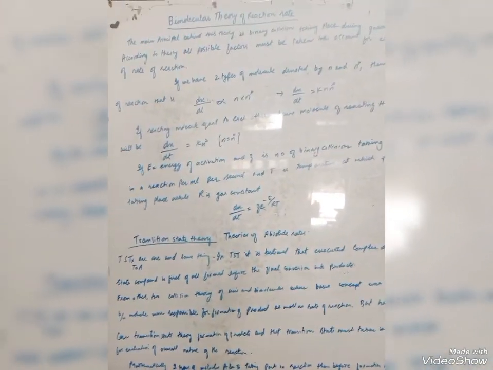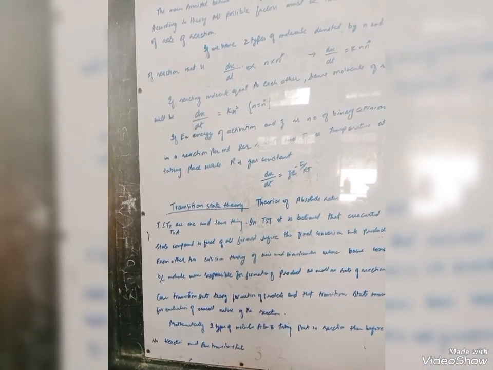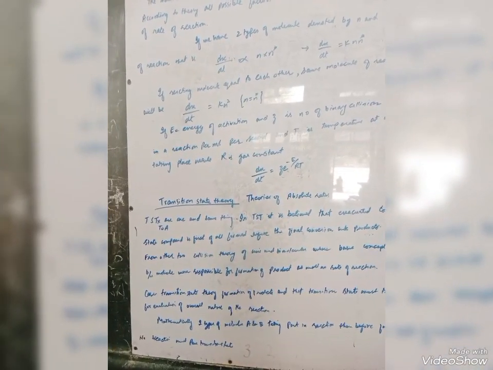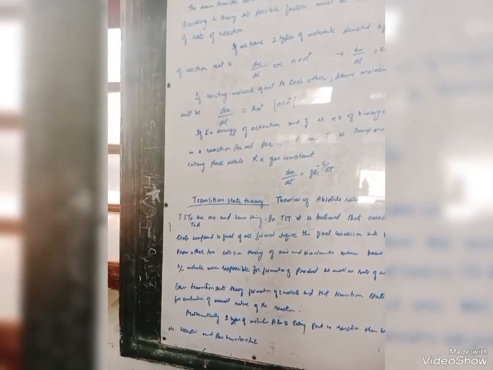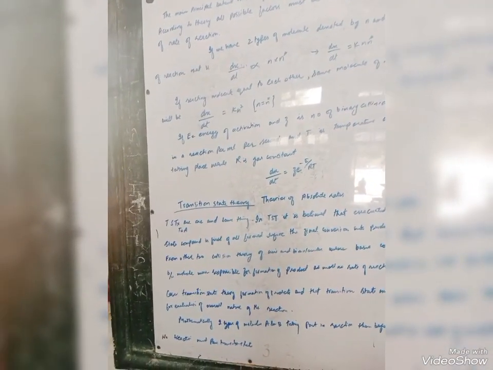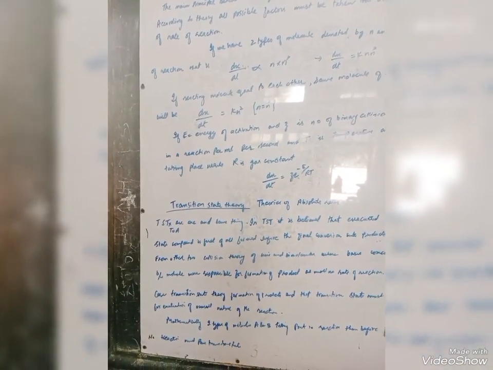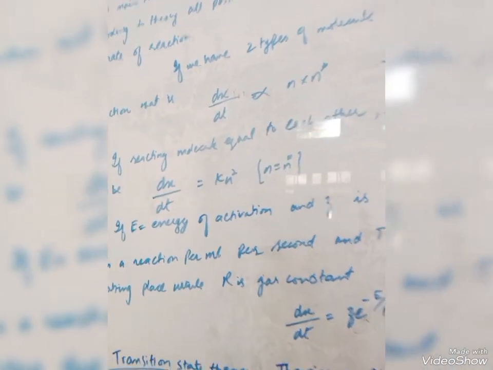As you can see here, the number of collisions taking place as well as the nature of the collision must be studied simultaneously. If we have two types of molecules denoted by N and N star, which is basically an excited molecule, then the rate of a reaction, dx divided by dt, will be directly proportional to N into N star. So dx/dt equals k N N star, and if the reacting molecules are equal to each other, having the same number of molecules of both the reactants, then dx/dt equals k N square. As you can see here, N is equal to N star.